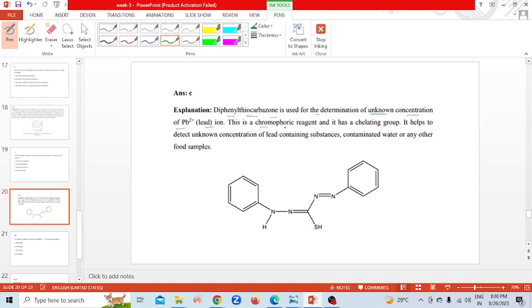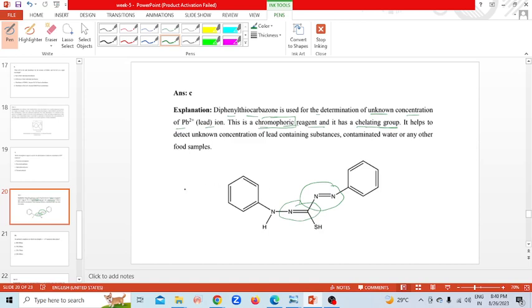This is a chromophoric reagent. Chromophoric means it has chromophores. Where is this one chromophore? Okay, and this one is chromophore. So it is a chromophoric reagent, and it has a chelating group. Chelating means it can make bonds; the name comes from crab, how a crab can hold by its claws. So it is like that.